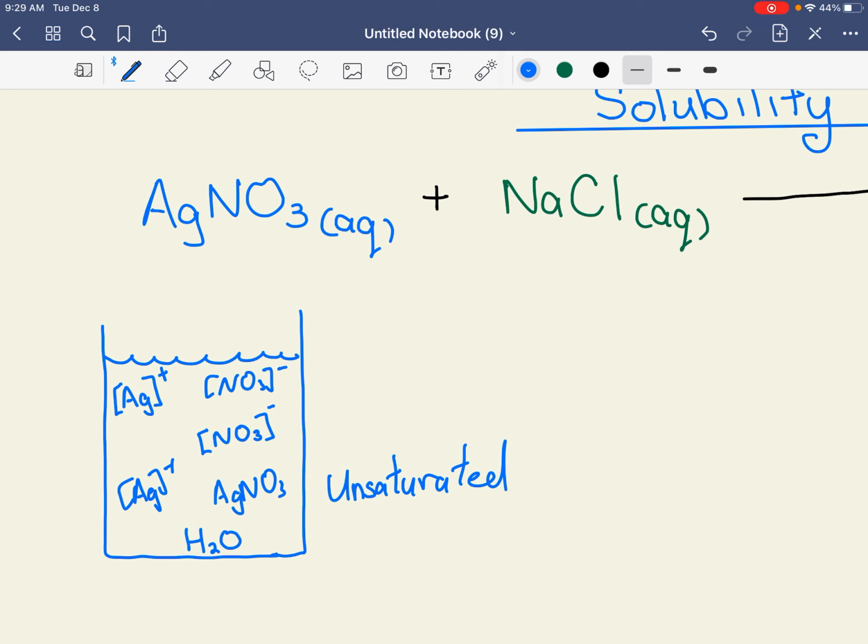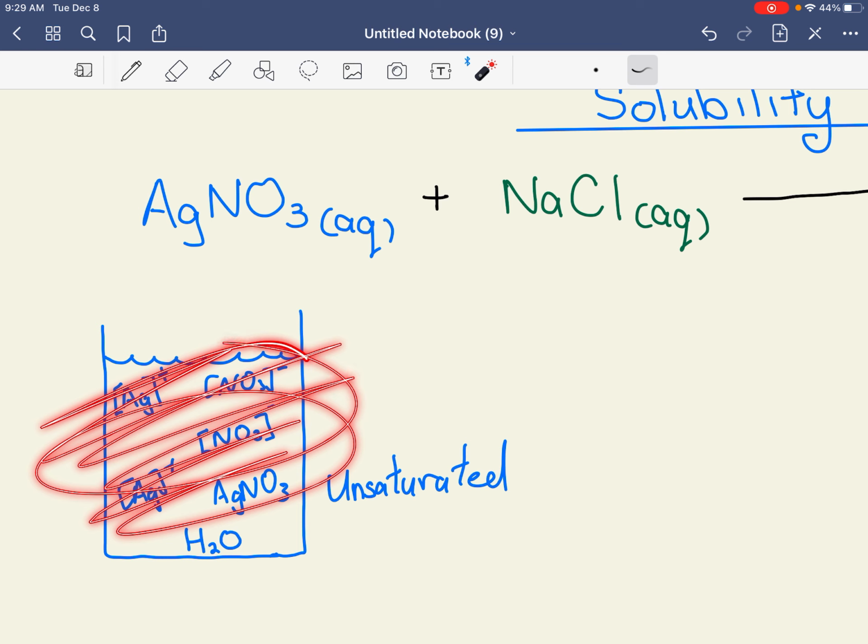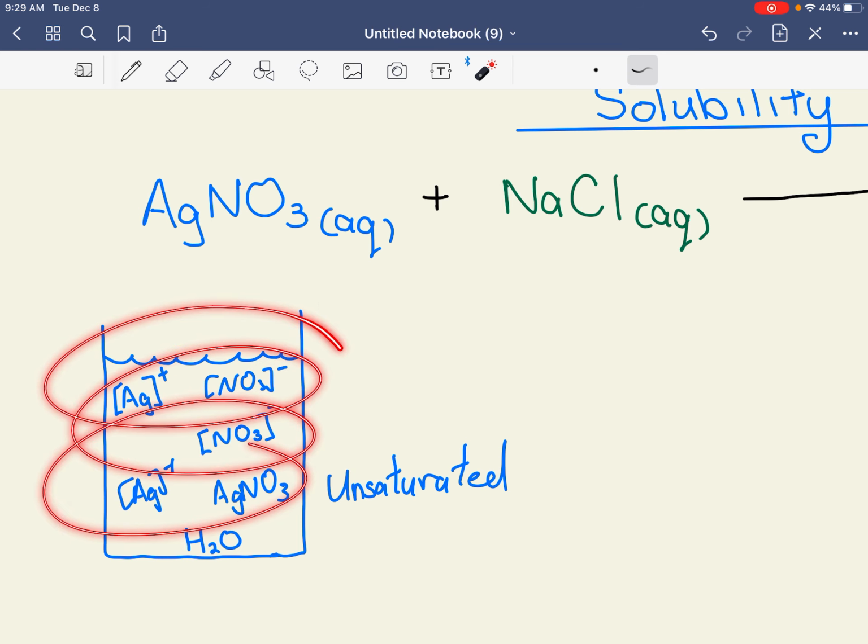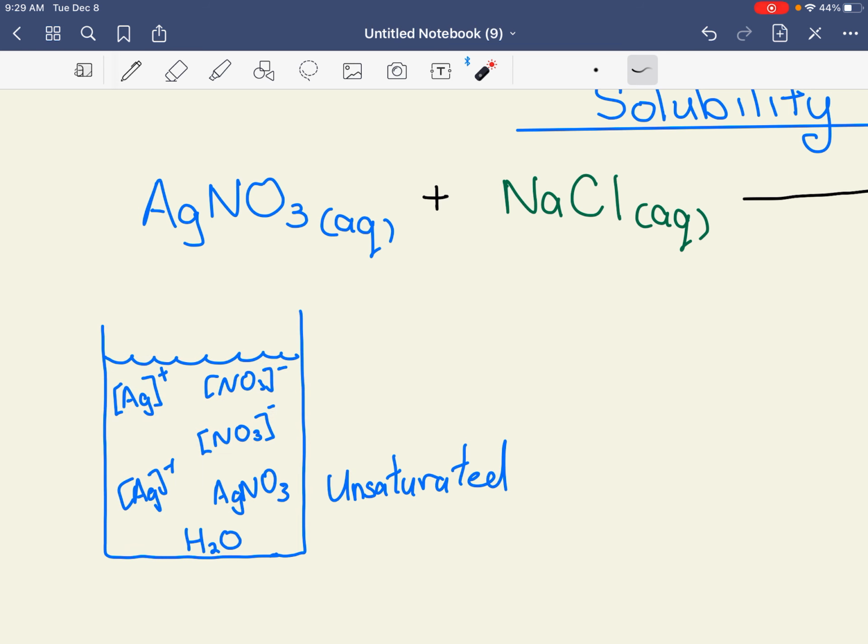Because the crystal that you dropped in here did not dissolve. It stayed as a crystal. What's happening here? Okay, it stayed as a crystal. No matter how much you shake it or how much you swirl it, it stays as a crystal. It just doesn't dissolve. We say at this point, this solution is saturated.